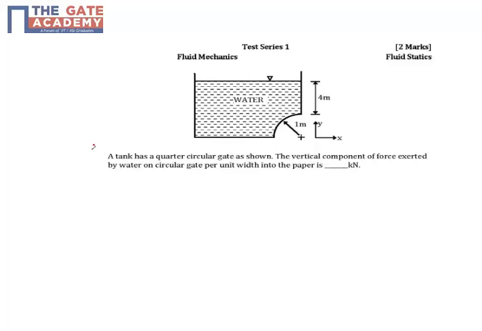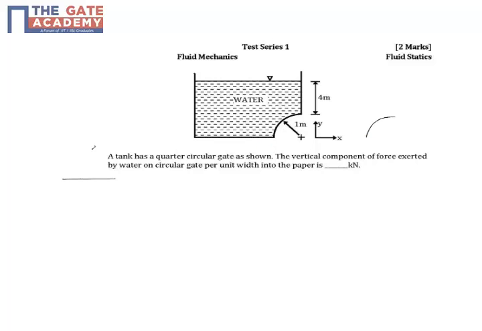So let us discuss a question on fluid mechanics. This is from statics. We have a tank with a quarter circle at the bottom as shown, and we need to find out the quarter circle gate. There might be some mechanism for opening this gate, but that's okay. The question is the vertical component of the force exerted on this.